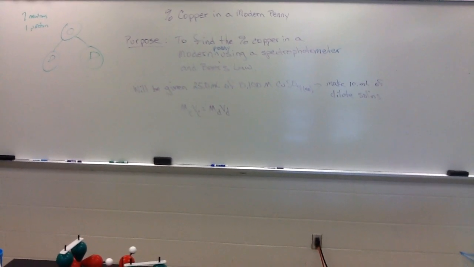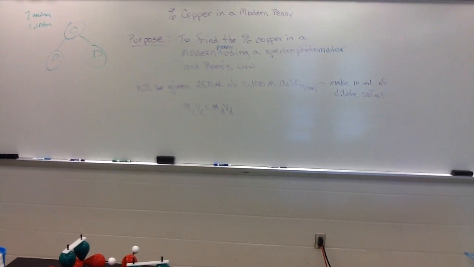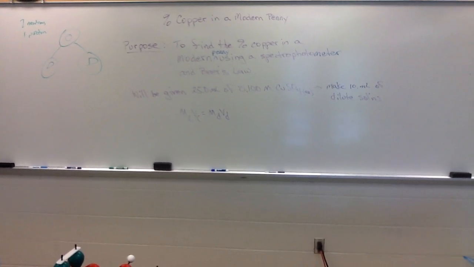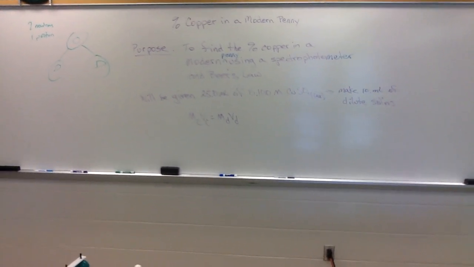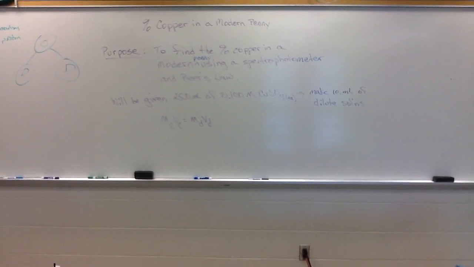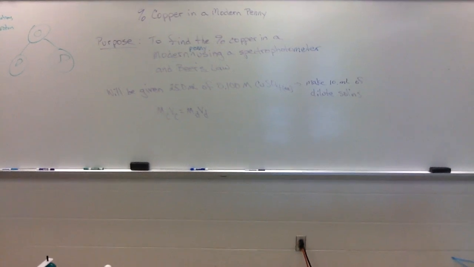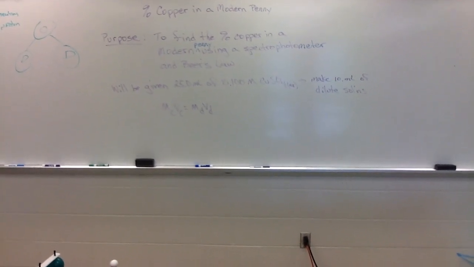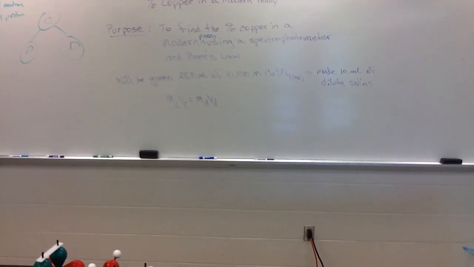Anytime we do a dilution, we know that it's the molarity of the concentrated times the volume of the concentrate equals the molarity of the dilute times the volume of the dilute. Well, the molarity of the concentrated is always going to be 0.1 because that's what we're starting with. The volume of the dilute is always going to be 10 milliliters. That's how much we're going to make.